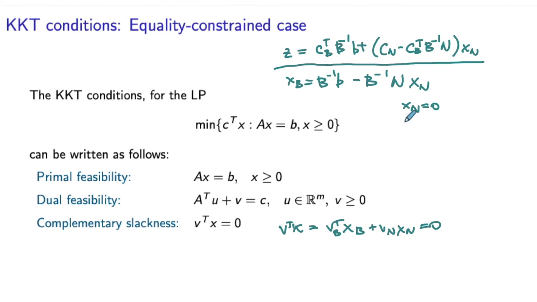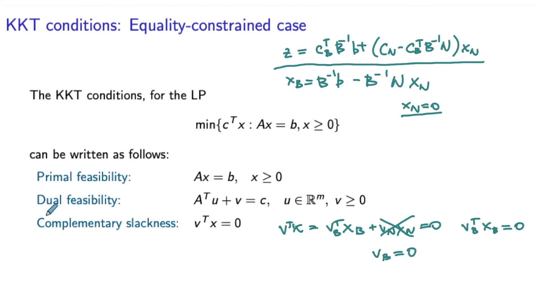And then recall that in the basic feasible solution we have Xn equal to 0, therefore this part will disappear, and for complementary slackness to be satisfied at the basic feasible solution, we need to have VB transpose times XB equal to 0. And of course we can obtain this by just setting VB equal to 0. Once we have this assignment, obviously this condition will be satisfied and complementary slackness will be satisfied.